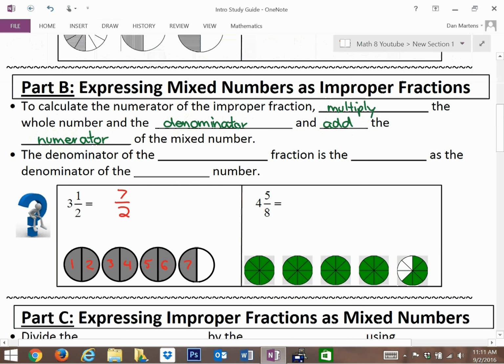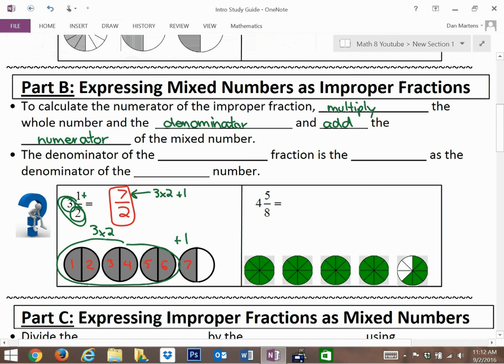Okay, so what that means is to get this 7, what I'm actually doing is multiplying the whole number by the denominator. Why? Because I've got 3 groups of 2. That's where the 3 groups of 2 come from. And then plus 1. So I add that guy. Okay? So multiply the whole number by the denominator, so 3 groups of 2, and then plus 1. And we know that 3 times 2 plus 1 is 7. That's where I'm getting that 7 from.